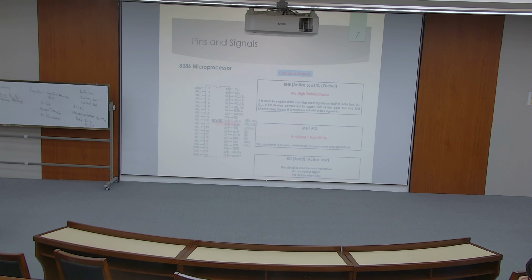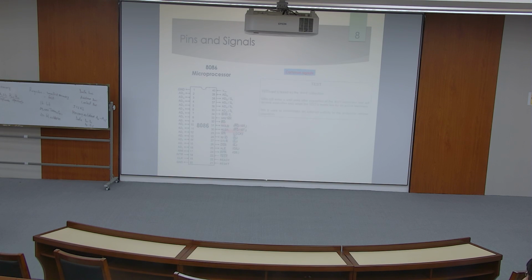The next pin is the TEST pin, which is pin number 23. And this is used when we need to test the wait instruction. The 8086 microprocessor can get into a wait state after execution of the wait instruction. Once it has got the wait instruction, we will have to resume the 8086 using this test pin.